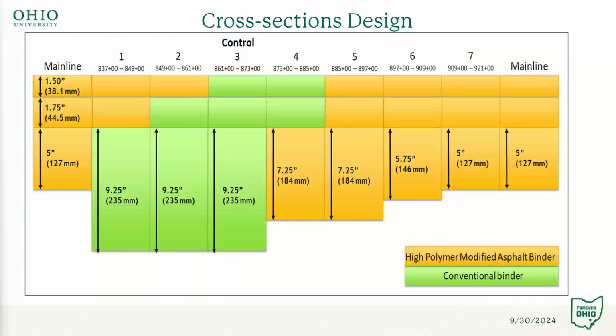9¼ inches thick. And then we went to Section 2, where we included the high polymer section in the surface layer, and then Section 1 had the surface and intermediate as high polymer, and the base stayed as a conventional binder.